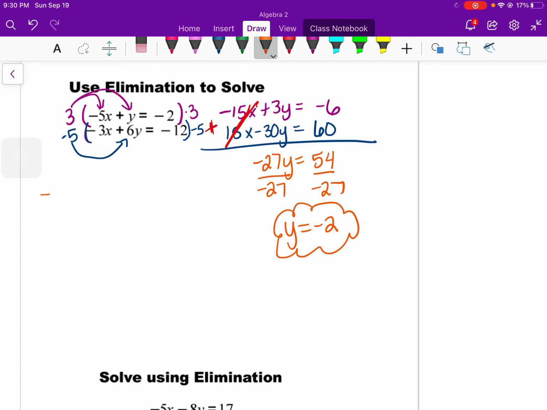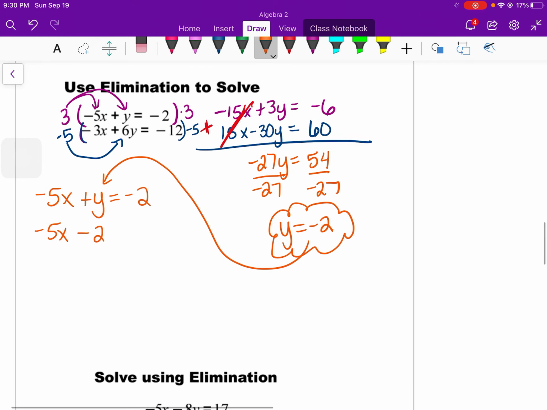We still need to take that and use the top equation, negative 5x plus y equals negative 2. We need to plug that back in for y and solve for x. So negative 5x plus negative 2 equals negative 2. Finish solving for x. I'm going to get negative 5x equals negative 2 plus 2, which is 0.